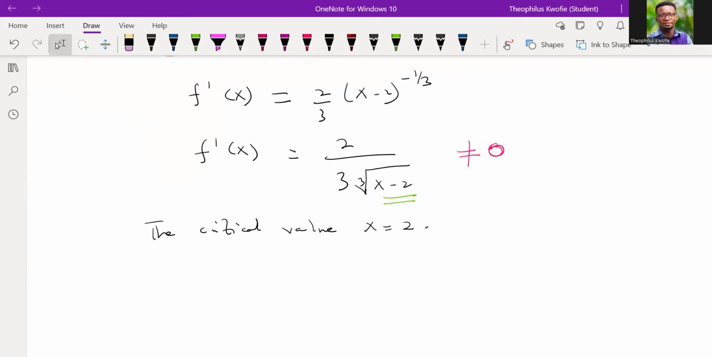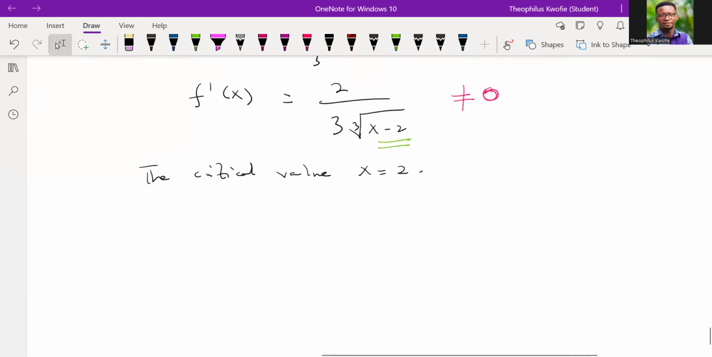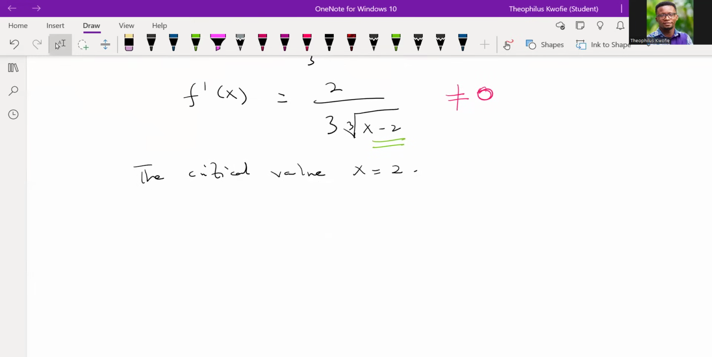Since this is just the critical value, it is important that we look at what is happening around it. That's what we did earlier on. We're trying to figure out what is happening around this critical value, which is just 2. So let's look at the situation from negative infinity up to 2, and also from 2 to positive infinity. What is going to happen within that interval?